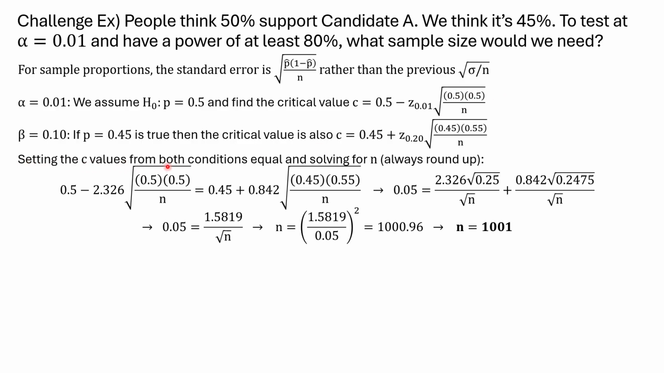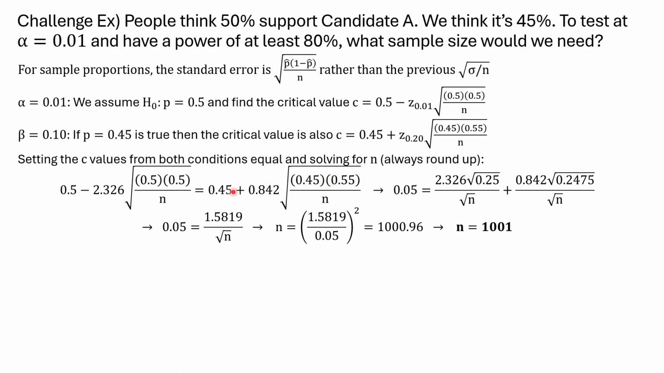Setting the C values from both conditions equal and solving for n, remember always round up when you're using sample size. 0.5 minus 2.326, that is Z of 0.01, standard errors is equal to 0.45 plus Z of 0.2, which is 0.842, standard errors for the estimate of 0.5. So see, 1 minus P will give us 1 minus 0.45, which is 0.55. And so then we could set these equal and try to solve for n now.